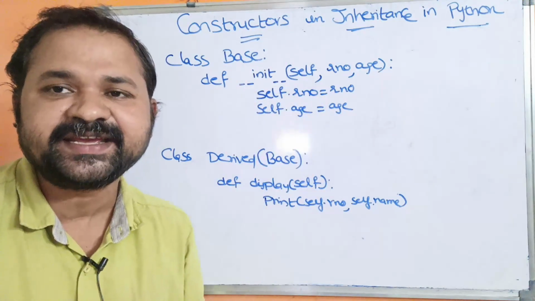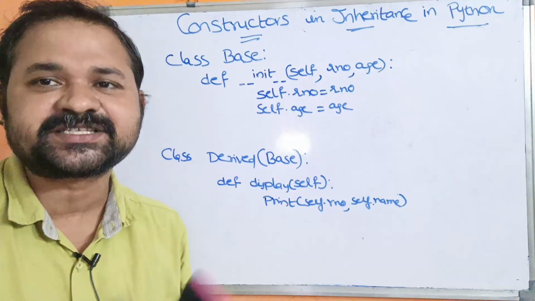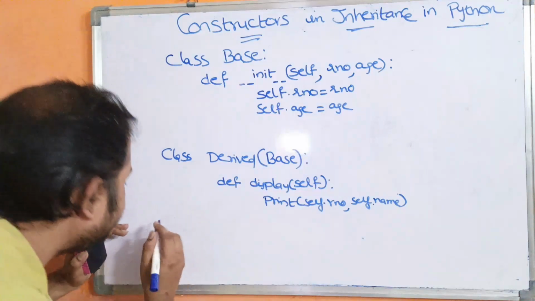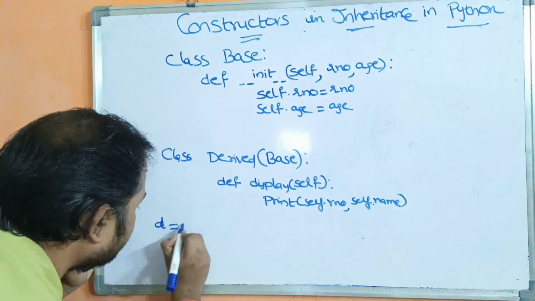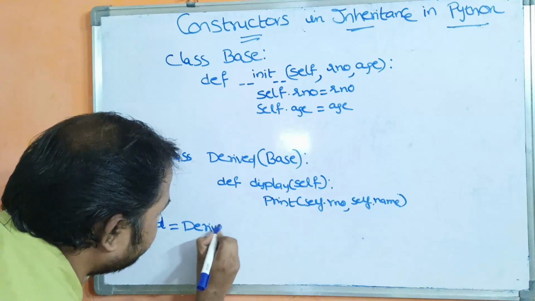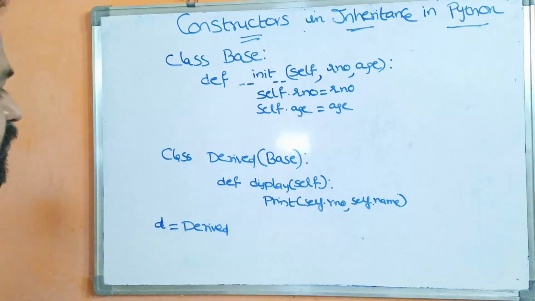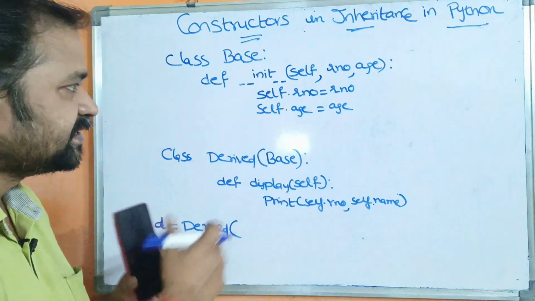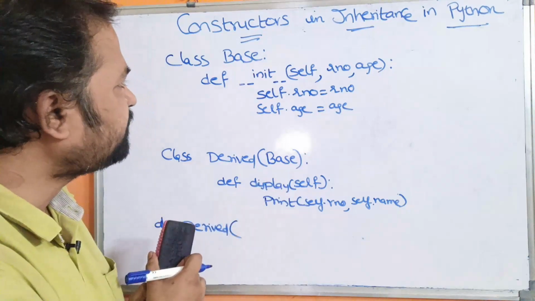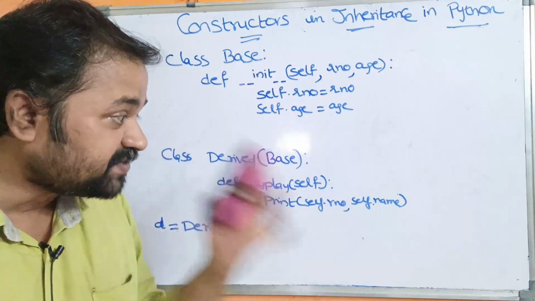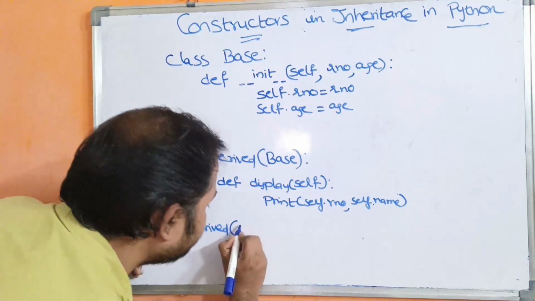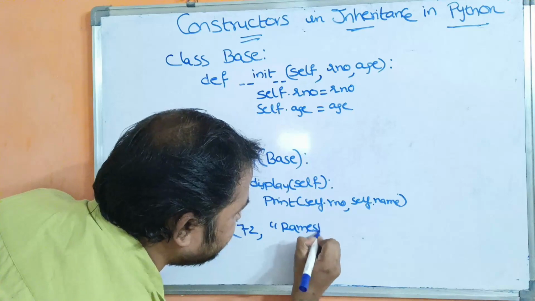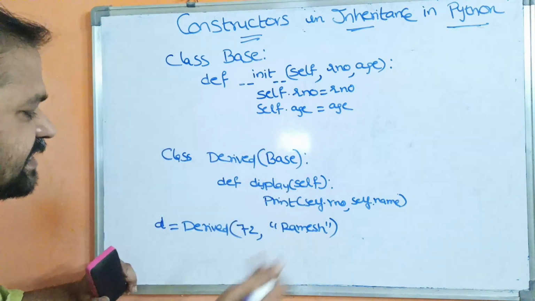Now let us create an object. In inheritance, generally we create an object for the derived class only. Let the name of the object be D. What is the name of the class? Derived. So D = Derived, and here we have to pass two parameters. The first parameter is roll number and the second parameter is name. Let the roll number be 72 and let the name be Ramesh. We know that name is a string, so it is enclosed in quotations, either single or double.